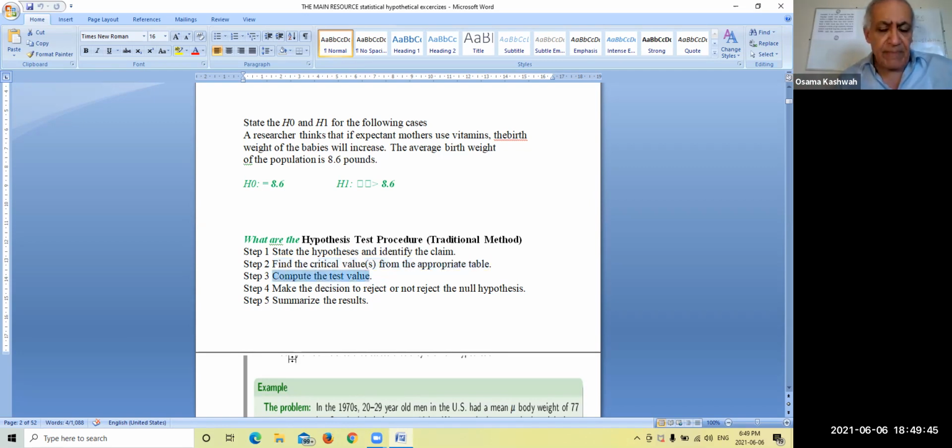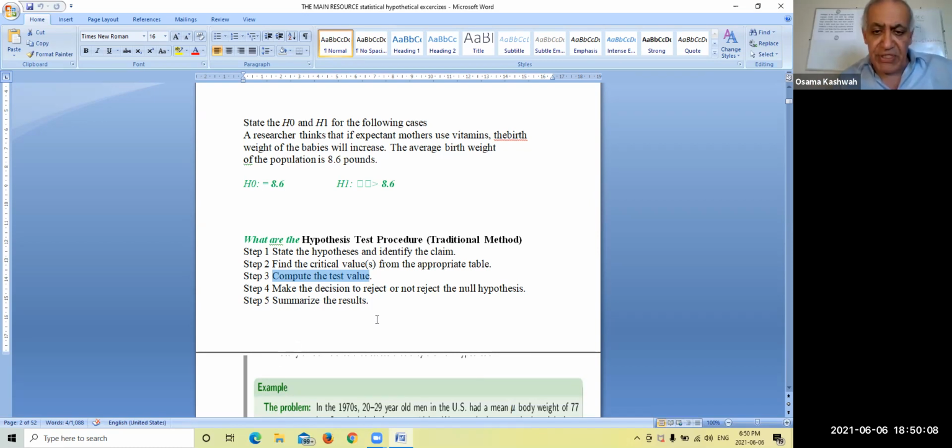Step 3: compute the test value. What is the test which we will use? Because we have many tests, from 15 to 20 tests. Which one of them will we use? Is it a parametric test or a non-parametric test? How will we use this test? What are the conditions to apply this specific kind of test? These are all things we'll come to know.